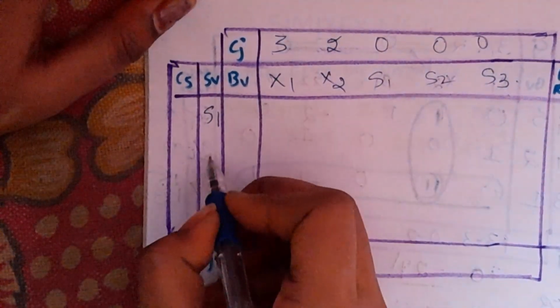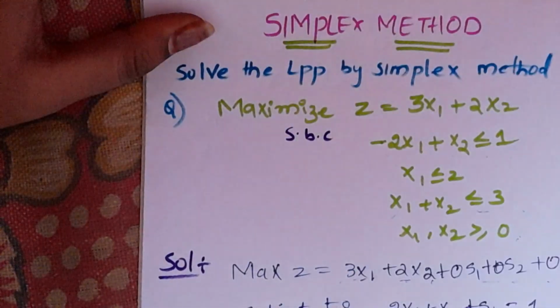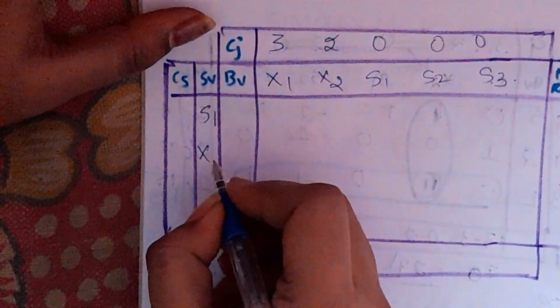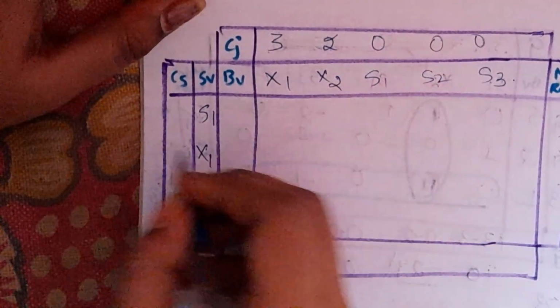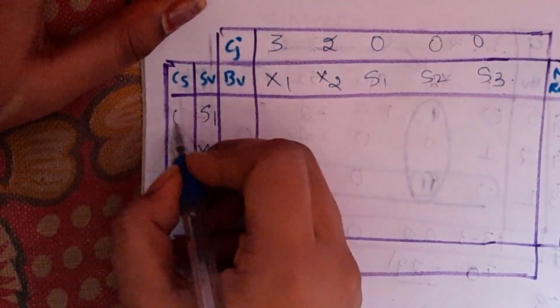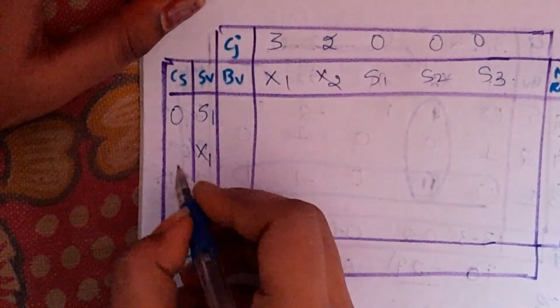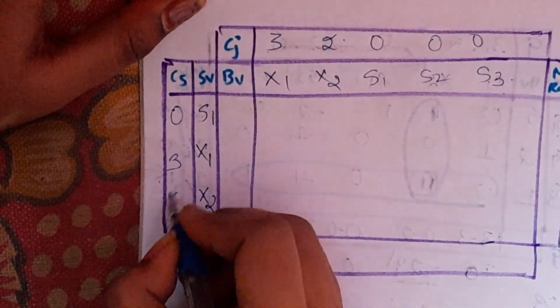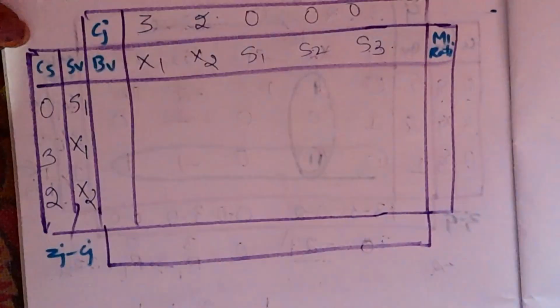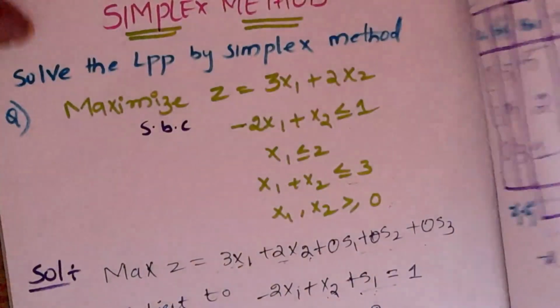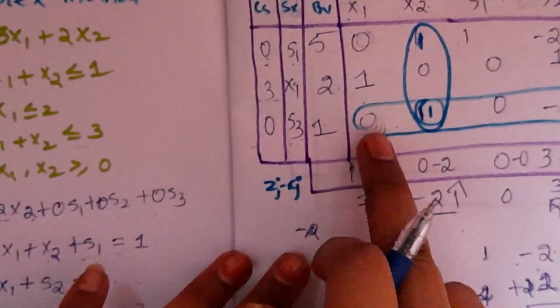x1 has to be written the same. Next, in the previous table we got x1, so here also we have to write x1, and x2 is incoming. The coefficients are 0, x1 coefficient is 3, x2 coefficient is 2. Now this row has to be written the same.